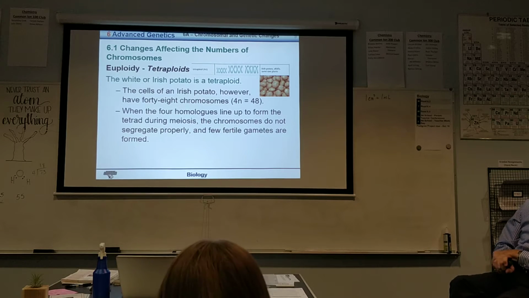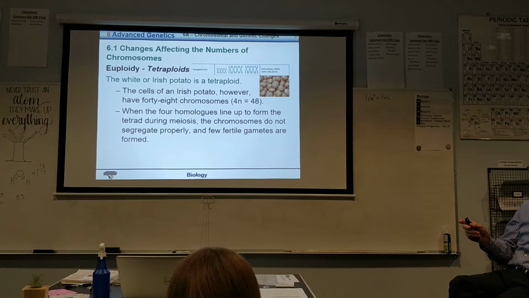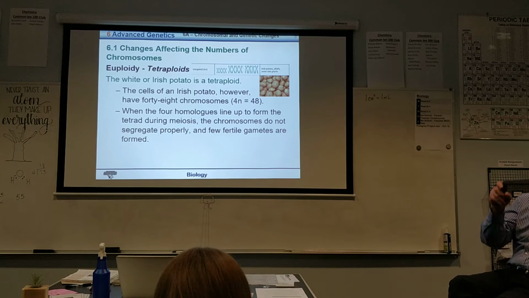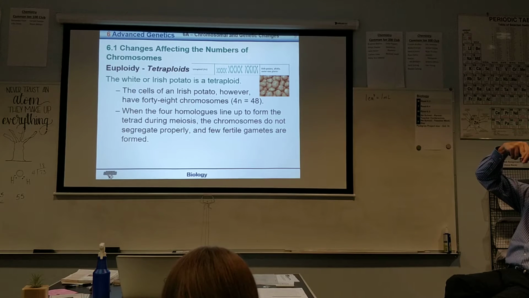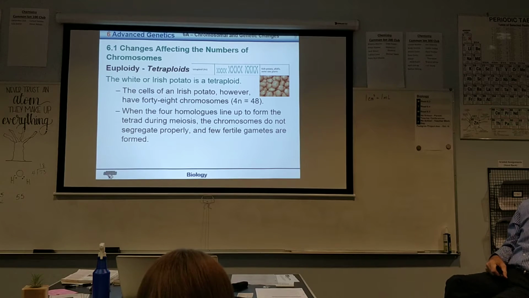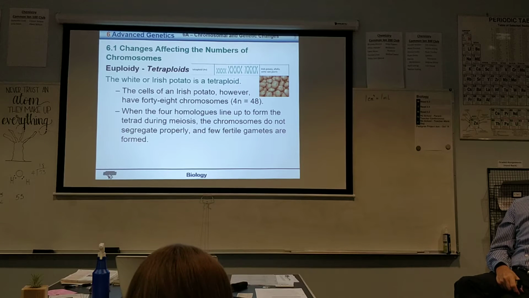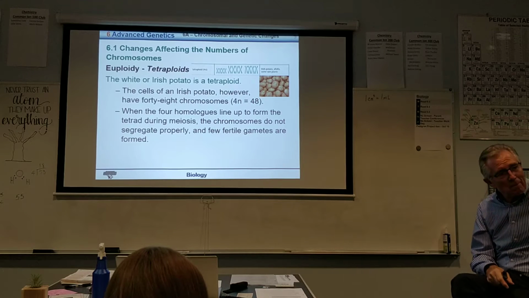So when the 4 homologs line up to form a tetrad during meiosis, the chromosomes don't segregate properly, and so you're going to end up with gametes that get 2 and 2. So when you put the 2 together, you end up with 4. But if one of these gametes gets 2, instead of each getting a haploid, that means there's going to be some gametes that don't get any of those chromosomes. That's going to be a bad thing.